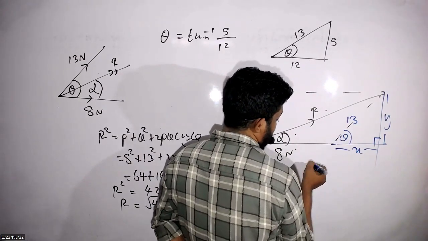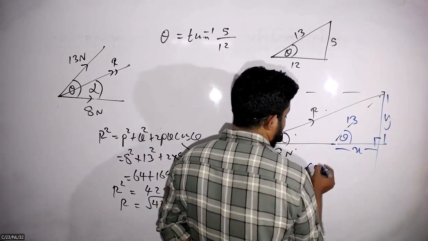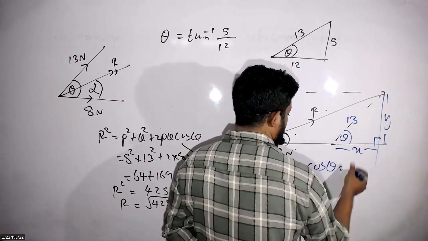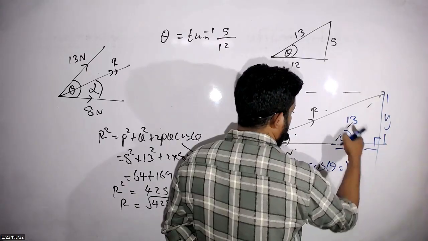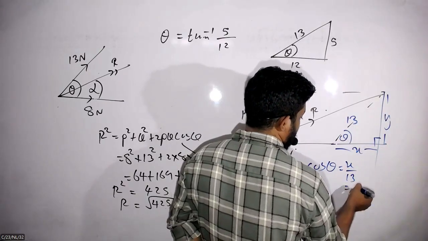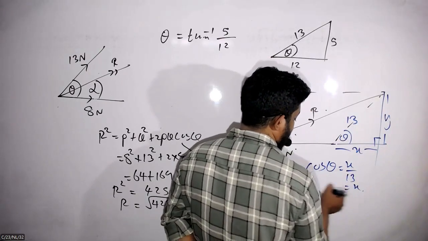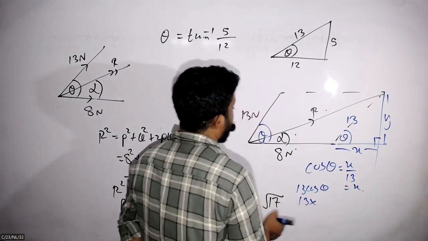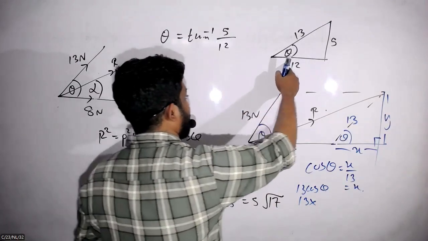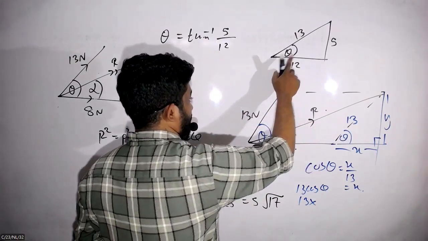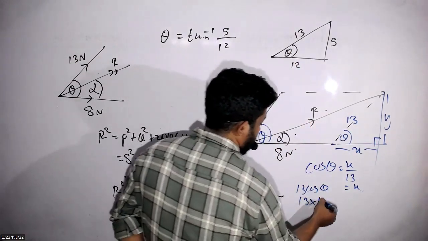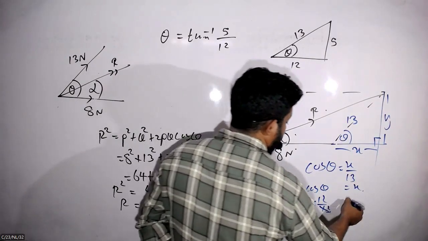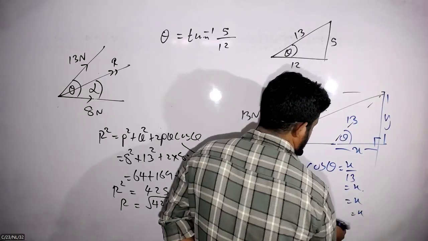You can use the cos ratio, no? Cos theta is equal to adjacent over hypotenuse. Then x is equal to 13 cos theta. Cos theta you can identify by using this right angle triangle. Cos theta is 12 over 13. Then 13 and 13 cancel out. X is equal to 12.